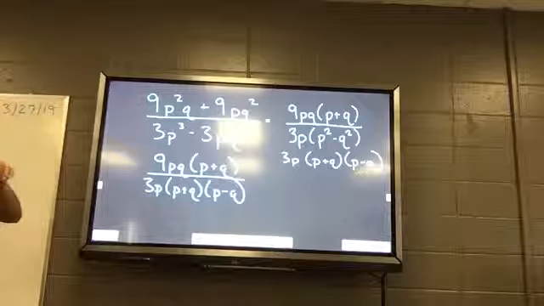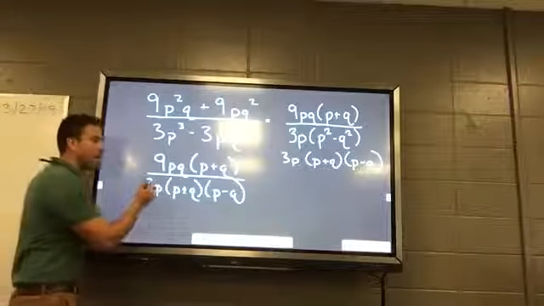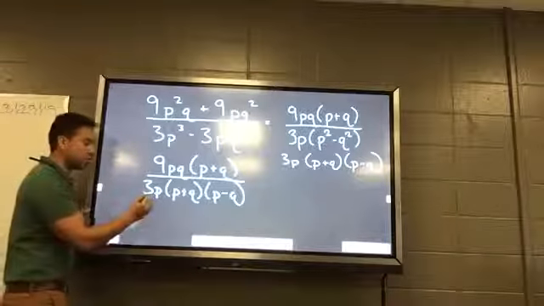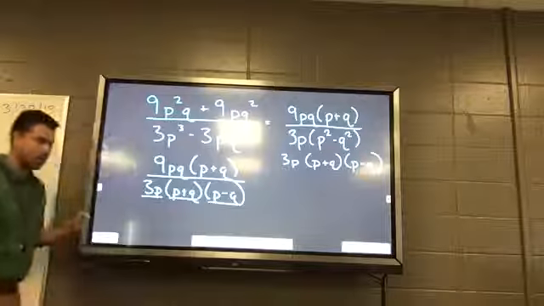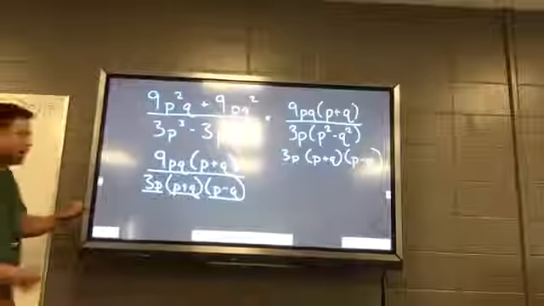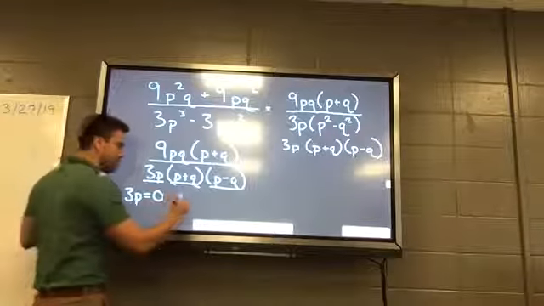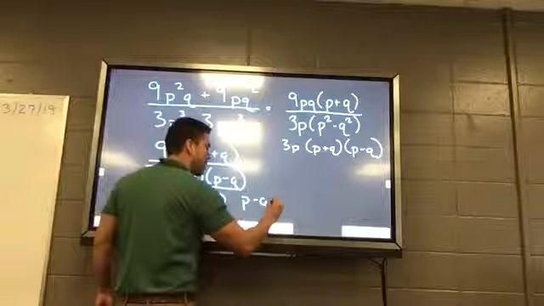Okay, hold on. Are you talking about the excluded values? Okay, ready? What can this whole denominator not equal? 0, which means that 3P, P plus Q, and P minus Q cannot equal 0. Okay, ready? I'm going to write it down. 3P equals 0. P plus Q equals 0. P minus Q equals 0.